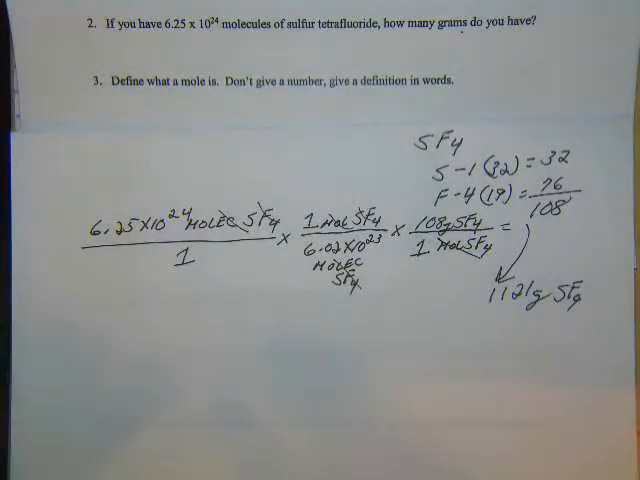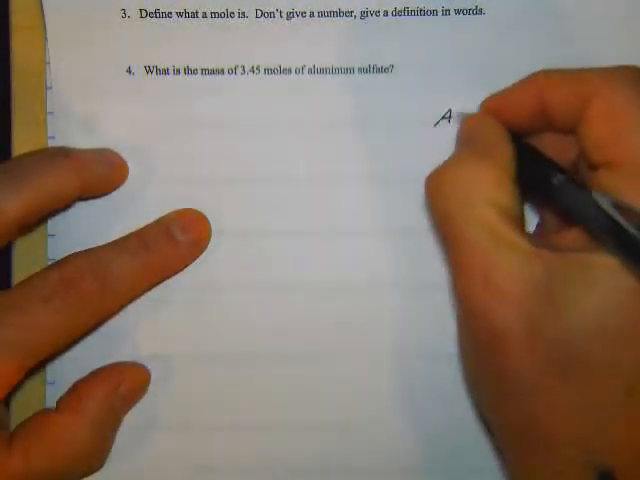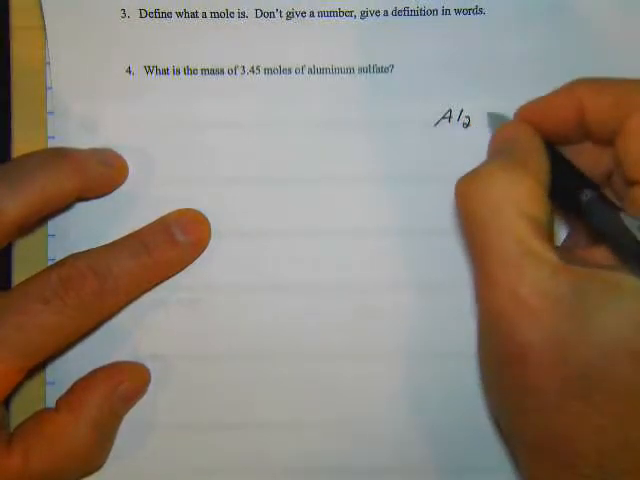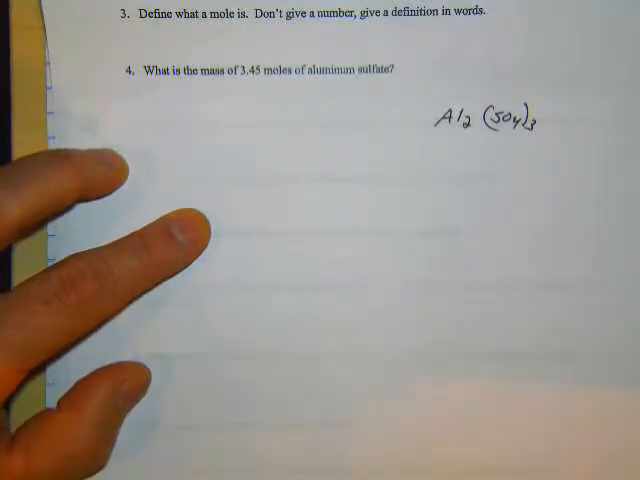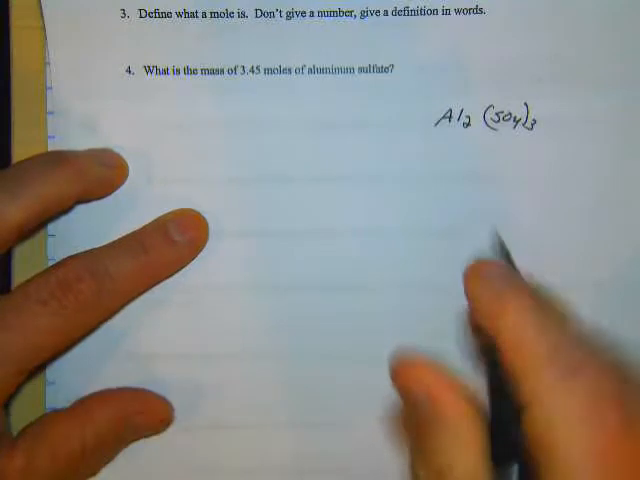You can go ahead and define what a mole is. I'll let you do that. Number 4, what is the mass of 3.45 moles of aluminum sulfate? Okay, aluminum sulfate, Al2 SO4 3, and there's the formula for that.